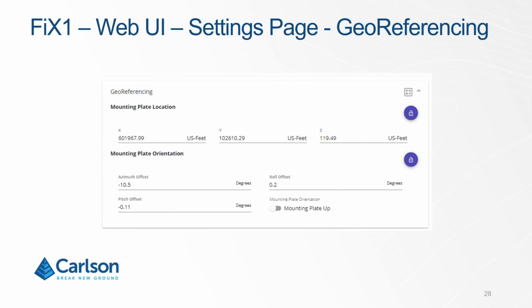The georeferencing page is pretty straightforward. The mounting plate, when you install it, which we'll look at shortly here, you put in the XYZ for it. And then the orientation, this is what we do through the commissioning. We determine what the azimuth offset, pitch offset, and roll offset. These are to tweak it to match your surface. And most importantly, is it mounting up or down? So if you have it on the roof looking down, you would have that deselected, but if you have it mounted on a pole looking upwards, you would have the mounting plate up selected.